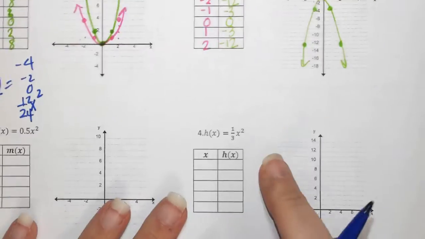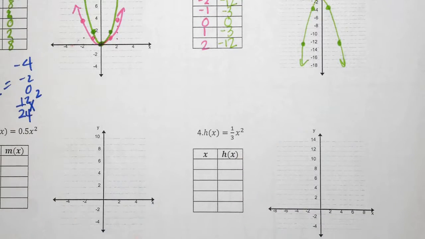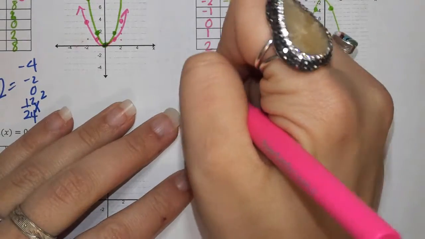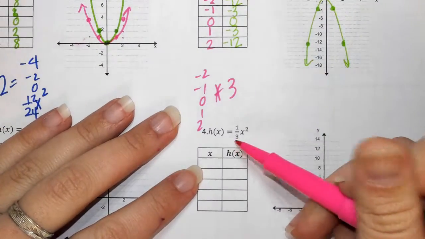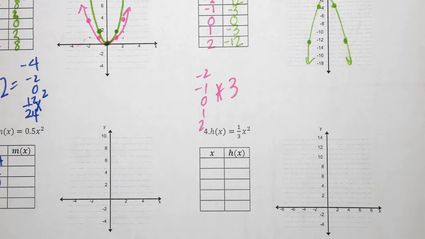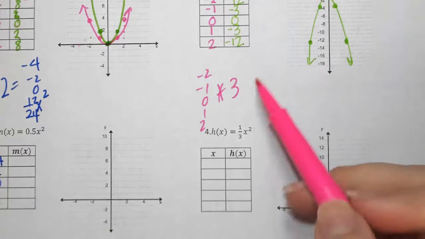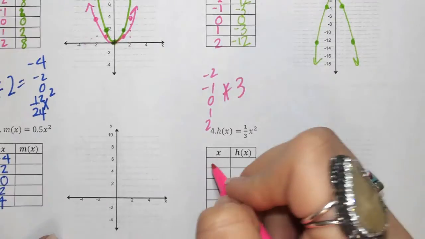That helps. So what would we have to multiply it by on number 4? Okay, so let's do that. -2, -1, 0, 1, and 2. And we're going to multiply it by 3, because that's our denominator. That's all you're doing. So what is -2 times 3?